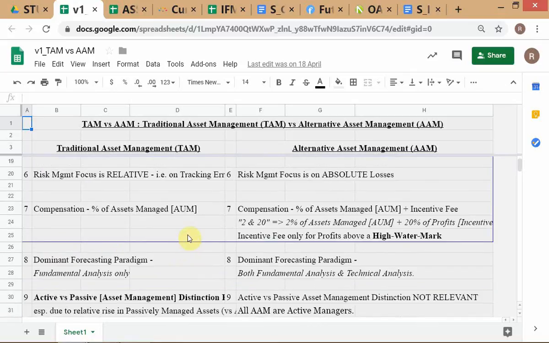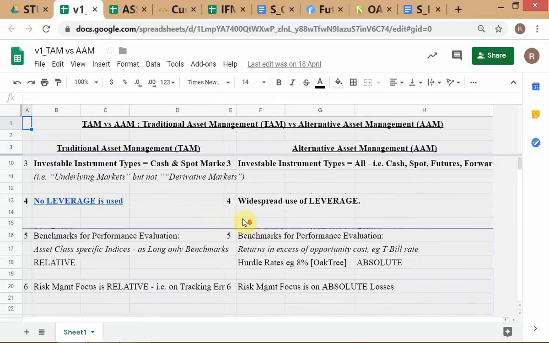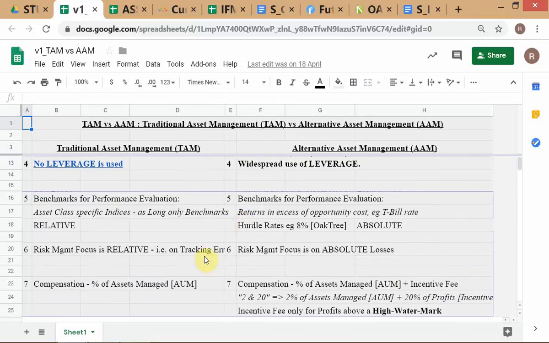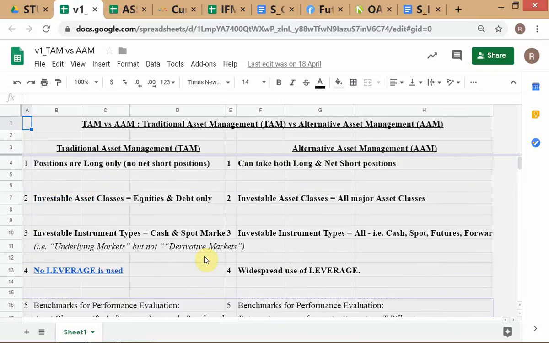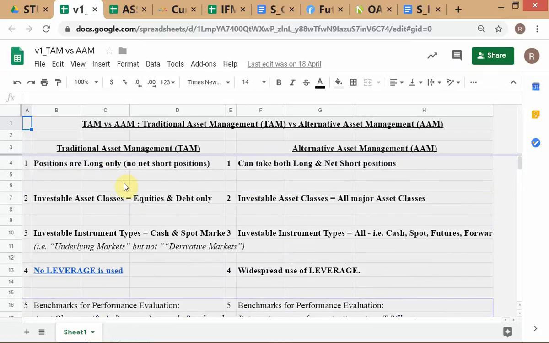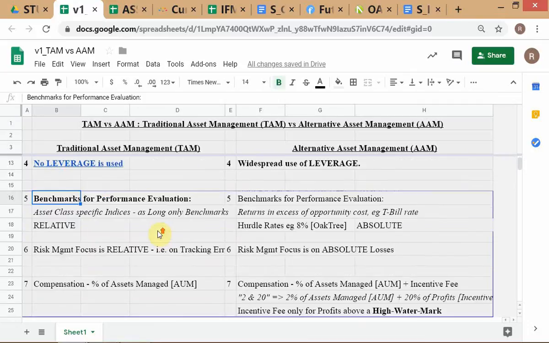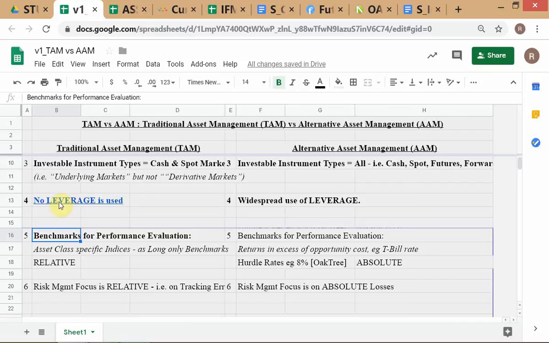I will put this framework also so that we can cover quickly all the elements, so you can understand there are many distinctions between TAM and AM. We will cover at least some of them. So let me put this. We have covered this part, this part, and this part. Then we have covered the benchmark part also. Then the other part is leverage. We'll come to that, but essentially you can't use any leverage in traditional asset management.